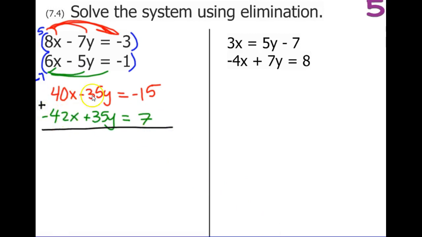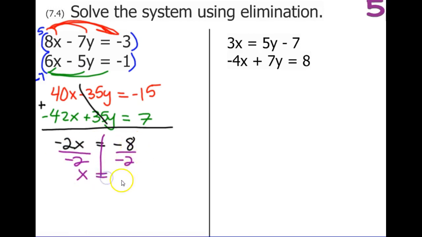Now I can add these up because now my y's will eliminate. They're both 35, one's positive and one's negative. So 40 minus 42, there's more negatives. It's negative 2x. 15 minus 7, again there's more negatives. 15 minus 7 will give me 8. And then divide both sides by negative 2. We get x equals a positive now 4.